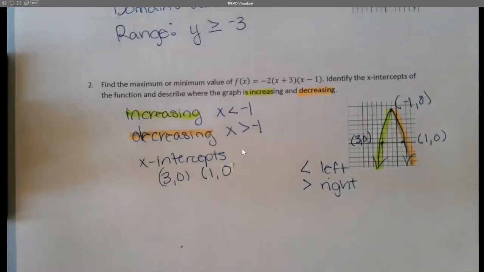So what I want you to do right now is pause the video, take a few minutes to work on the 2 on the back on your own, and then when you feel like you're ready, unpause the video and then compare your work to mine. So I'll give you a few seconds to pause.